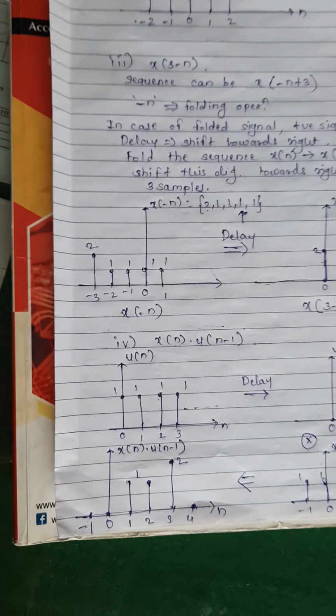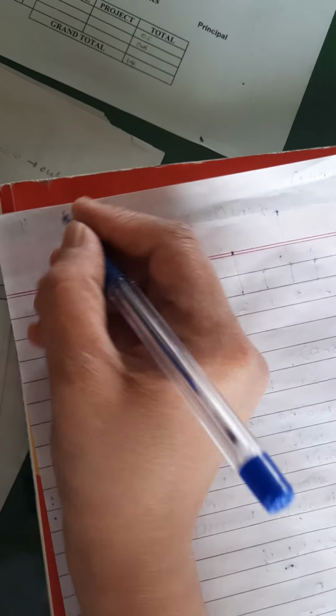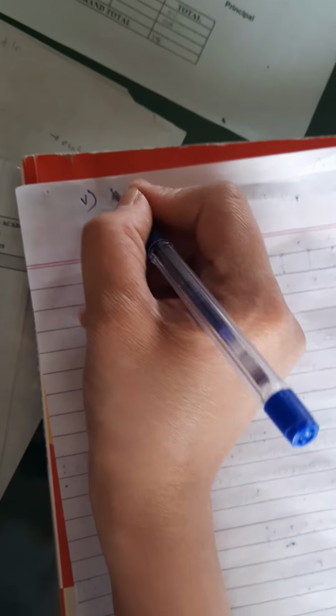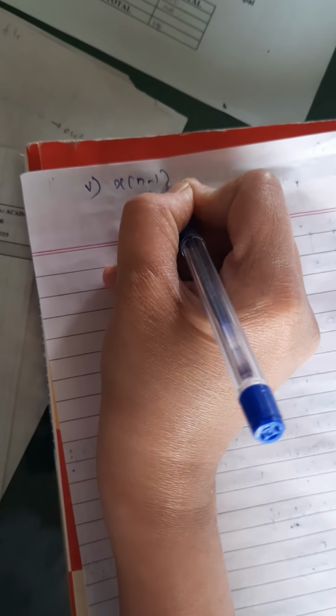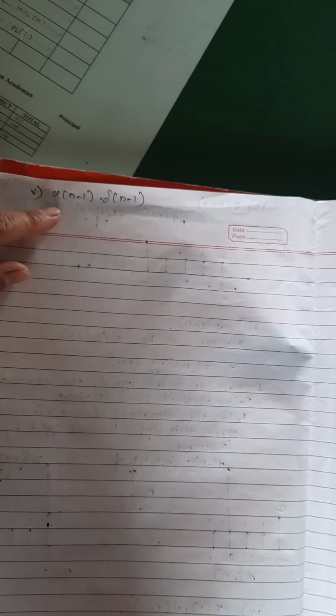Now the next is the fifth one in this. Now the next is x of n minus 1 into delta of n minus 1. Now this operation indicates the multiplication of x of n minus 1 and delta of n minus 1.